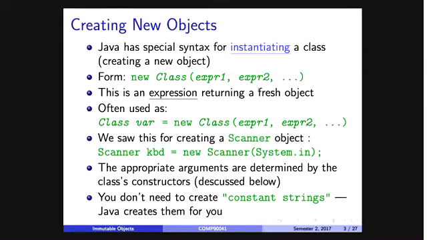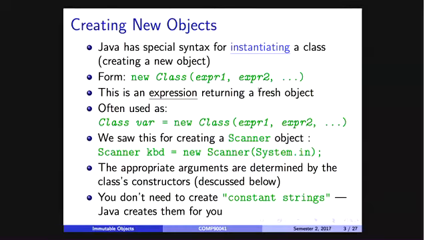The way we construct an object in Java is we say new, and then specify a class name, and then an open paren and some arguments, and a closed paren. And of course the semicolon at the end. So new is an expression. You can use it anywhere you can use an expression, and what it does is create a fresh object of the named class.